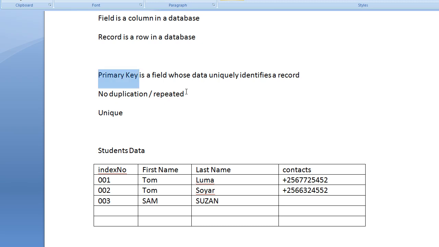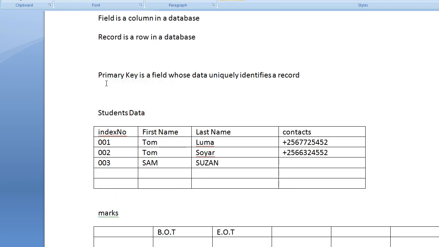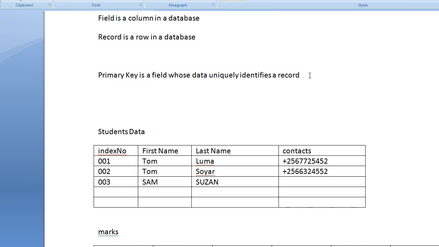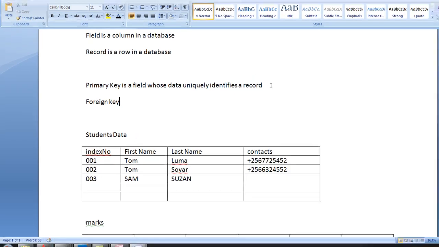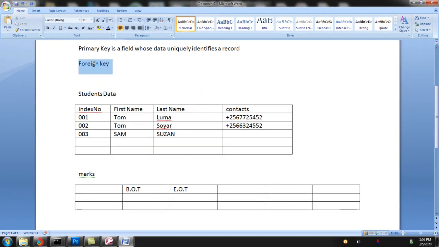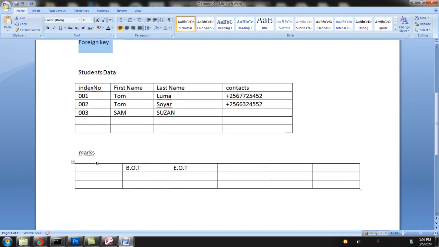Now there is another term that we need to understand, and that term is called the foreign key. If we have a primary key, then what is this thing called the foreign key? Alright, let's take a sample of another table. Marks table. We have a student whose ID is 001, and that student is Tom Luma. Tom Luma will need to sit for an exam.